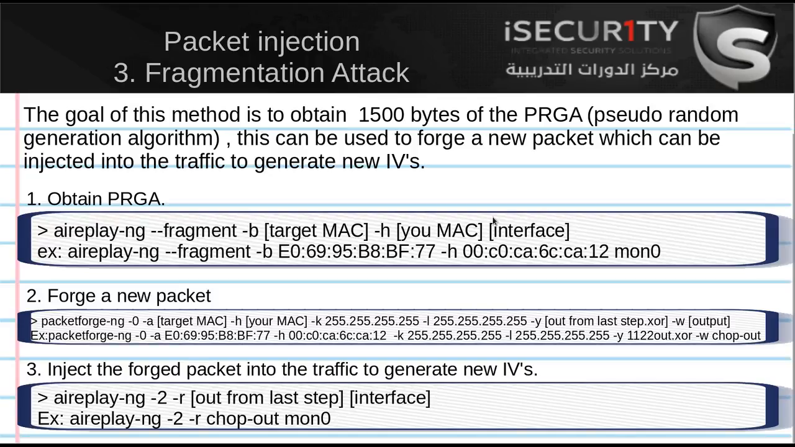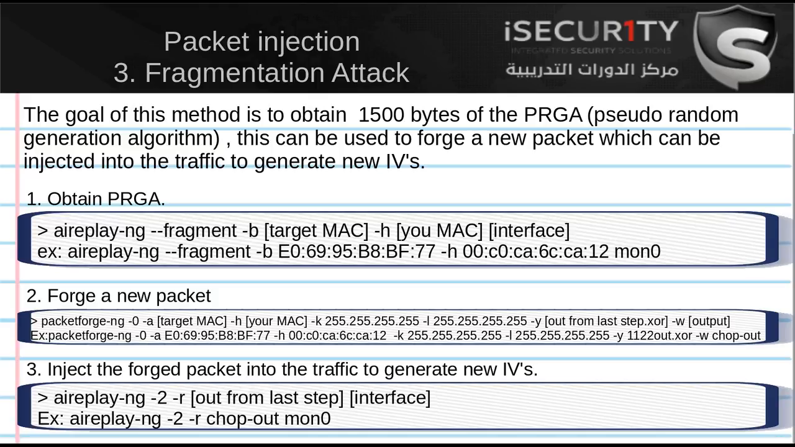The third injection method that we're going to talk about is the fragmentation attack. The fragmentation attack is very similar to the previous one, but in this attack we have to obtain 1500 bytes of the PRGA, the pseudo random generation algorithm. Because we need the full 1500 bytes, we need to be closer to the target network to successfully run this attack, but it's much quicker than the chop chop attack.